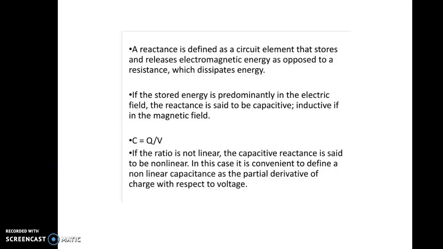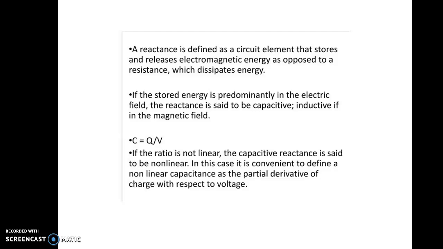A reactance is defined as a circuit element that stores and releases electromagnetic energy, as opposed to a resistance, which dissipates energy. If the stored energy is predominantly in the electric field, the reactance is said to be capacitive; inductive if in the magnetic field. C is equal to Q by V. If the ratio is not linear, the capacitive reactance is said to be non-linear.